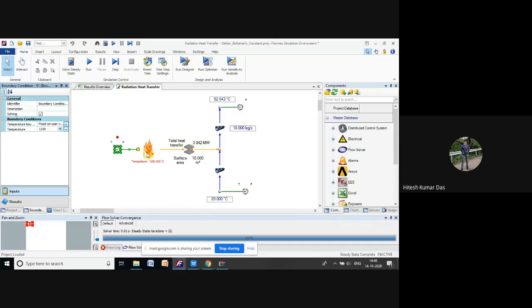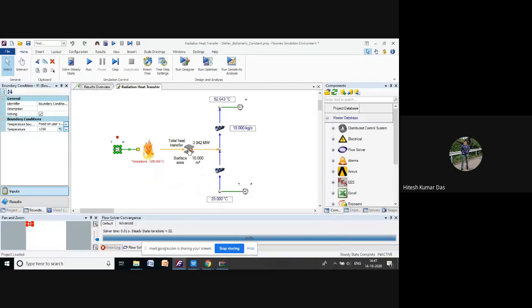For this, we have used one adiabatic flame. This is nothing but the radiation heat source. We have used this flame, whose temperature is given in this format. You can see 1250 degrees Celsius. It means the temperature of the flame is 1250 degrees Celsius.